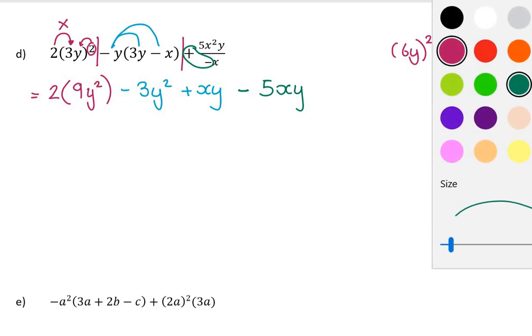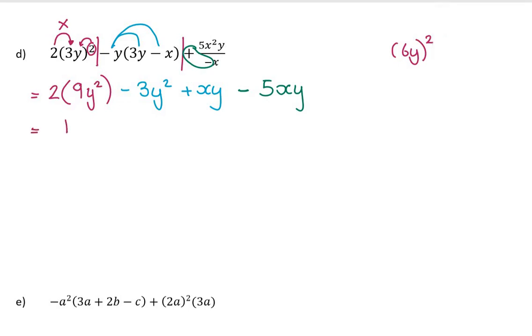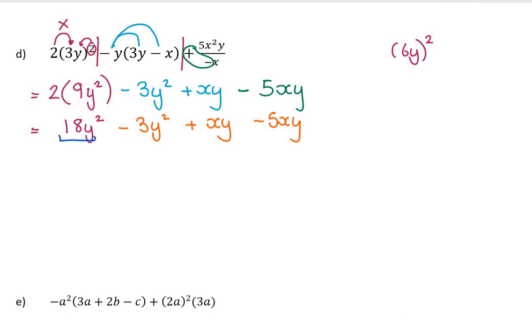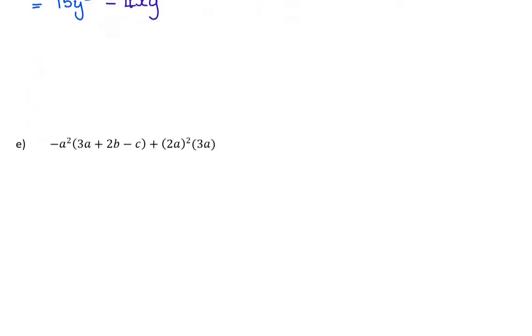So still not quite simplified, so this is 18y squared and then the rest is simplified. So that's minus 3y squared plus xy minus 5xy. And now that they're each simplified, I can add my like terms. So 18y squared, take away 3y squared, is 15y squared. And xy, take away 5xy, is minus 4xy. Right, excellent. Moving on.